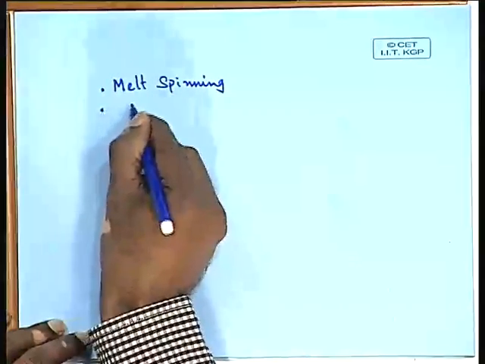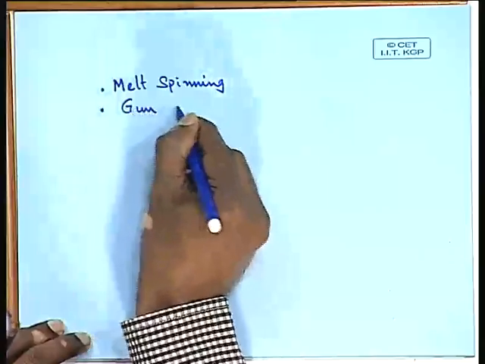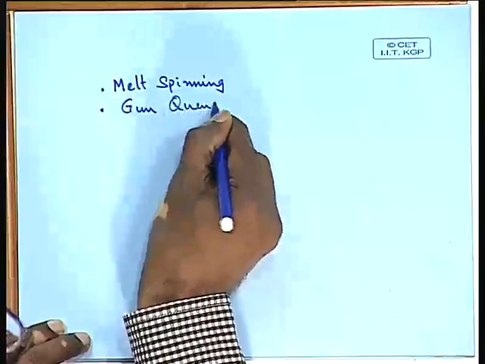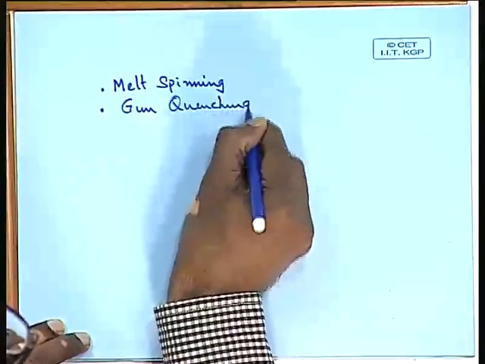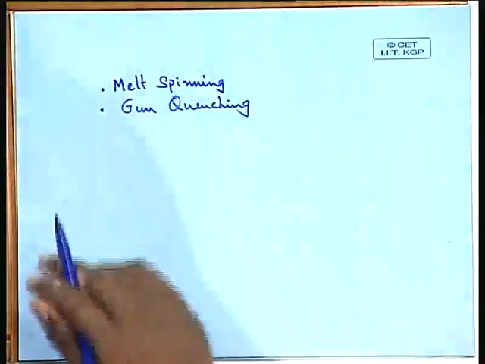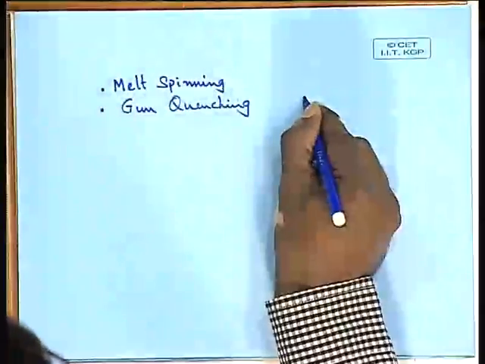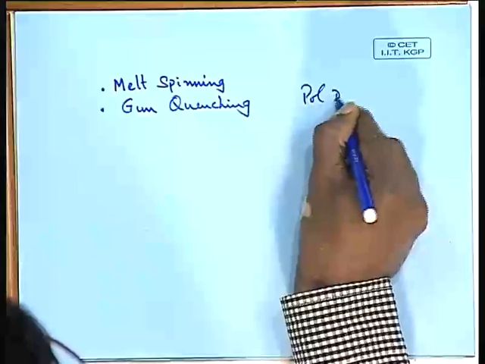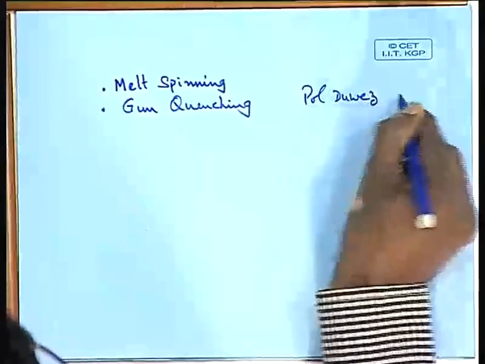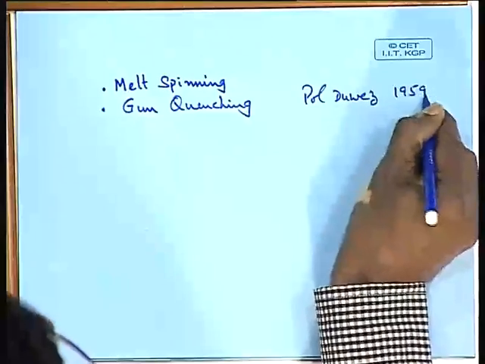Second is called gun quenching. In fact, it is this gun quenching technique which was the first technique of rapid solidification, proposed by Paul Duwez in 1959. In fact, the discovery of these glasses is very interesting.